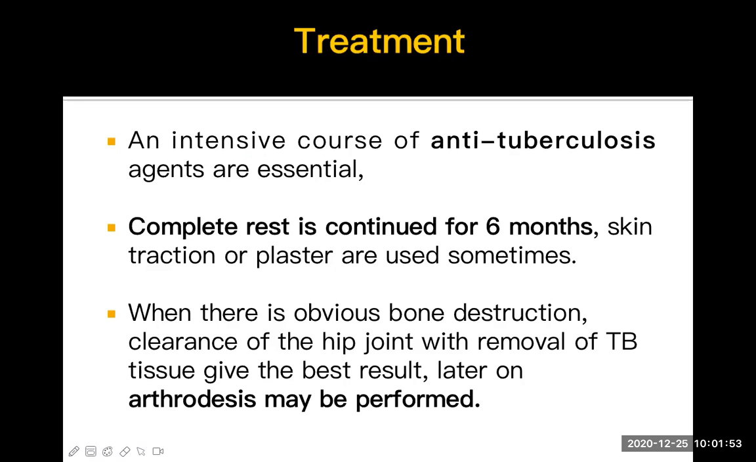Now, at the end, how we manage the condition. Intensive course of anti-tuberculosis agents are essential. Okay, the same types of treatment: INH, rifampicin, pyrazinamide, and ethambutol for 2 months, followed by prolonged therapy in the continuation phase. The complete rest is continued for 6 months. Skin traction or plaster are used sometimes, just to make sure the pain is minimized. And in case of dislocation, this is a very, very essential type of treatment.